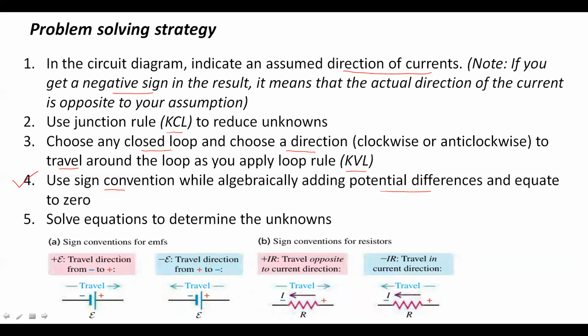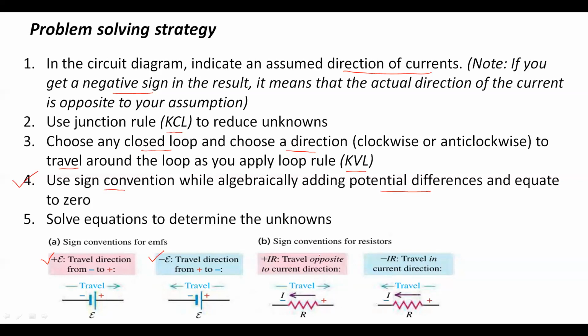So for the sign conventions for EMFs, if you come across a battery while traveling around a loop, and you're traveling from the negative terminal of the battery to the positive terminal of the battery, which means that you're traveling towards a region of increasing potential, then the sign of the EMF can be taken as positive. At the same time, when you're traveling around the loop from a positive terminal to the negative terminal, you are moving to a region of decreasing potential, is it not? Then the value can be taken as negative.